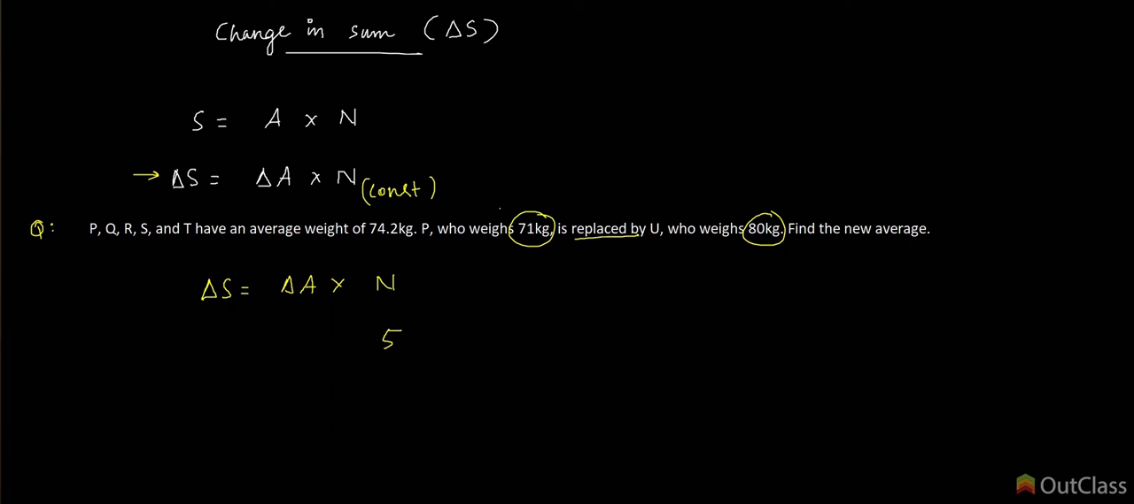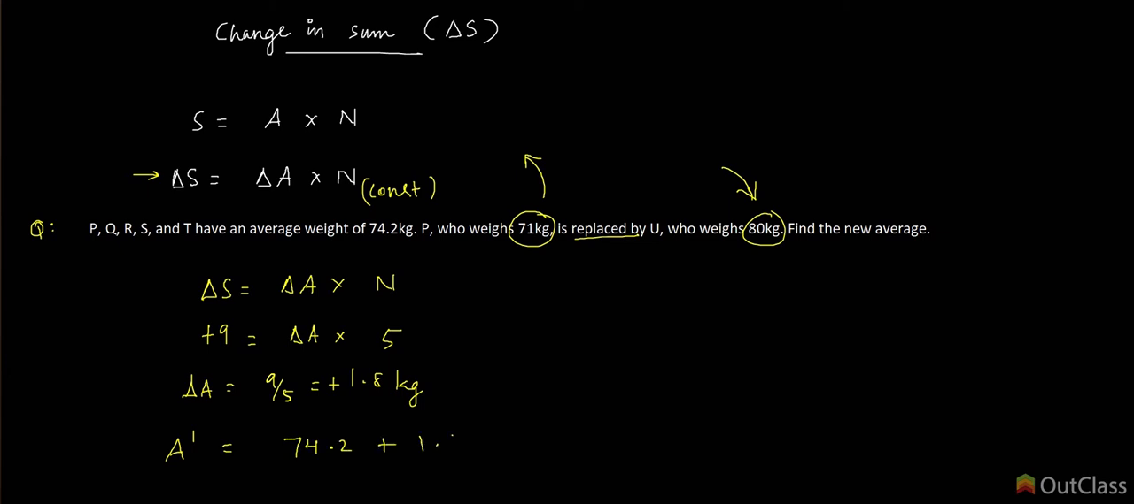What is happening to the sum? When a person weighing 71 kg leaves and a person with 80 joins, the sum is going to rise by 9, right? And so plus 9 is equal to delta A into 5 will give you delta A is equal to 9 by 5 is equal to 1.8. So the average rises by 1.8 kgs, which means that the new average is 74.2 plus 1.8 is equal to 76 kg. Now what you'll notice is that it's way easier than doing 74.2 into 5 minus 71 plus 80, the whole divided by 5.